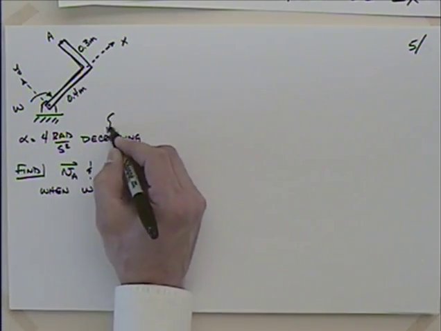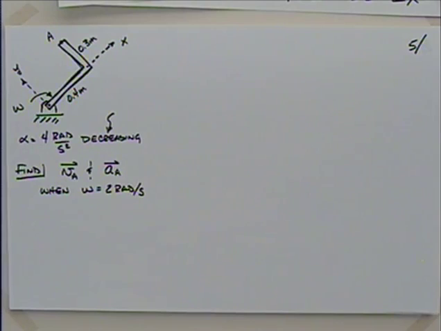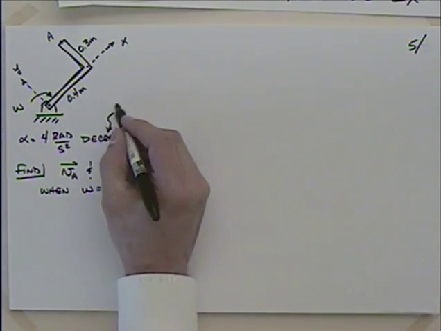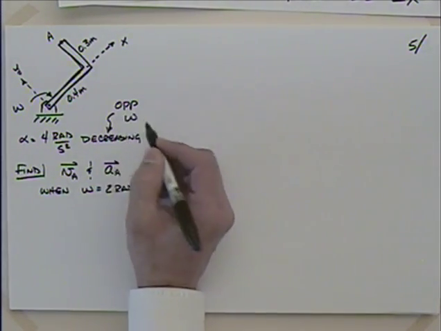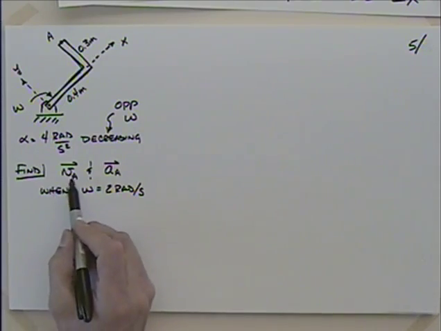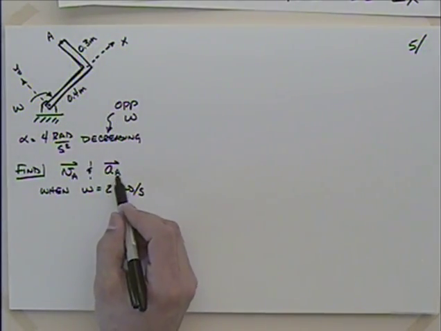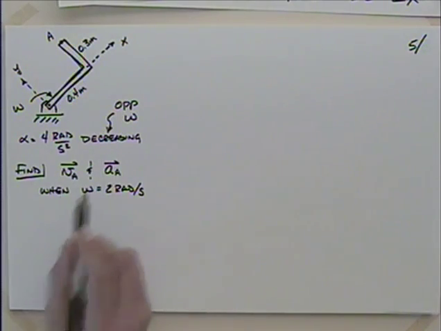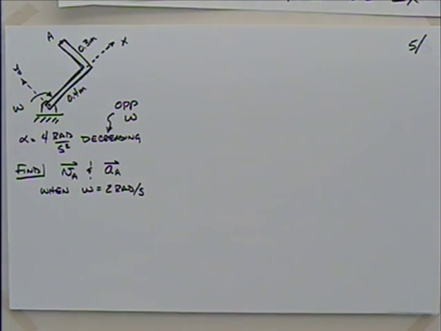What does that mean? Deceleration. What does that mean in reference to the velocity or the angular velocity? It would be opposite omega, wouldn't it? If our acceleration is opposite our velocity, it's slowing us down, it's opposing, so that would be opposite omega if it's decreasing it. So what we'd like to do is find the velocity of point A out there at the end. We'd like to find the acceleration of point A out there at the end. Those are vector quantities, and we'd like to find them when omega is equal to 2 radians per second.